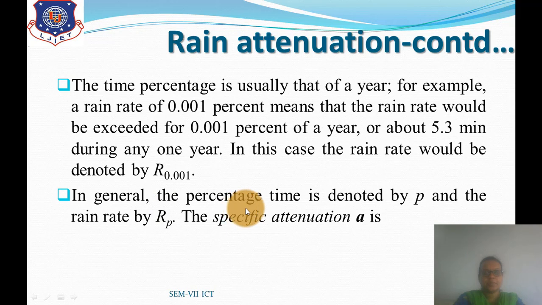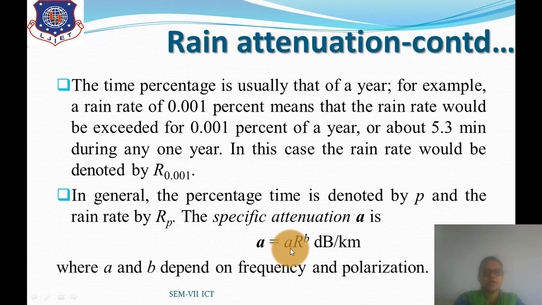In general, the percentage of time is denoted by P and the rain rate is denoted by R_P. So, the specific attenuation, denoted by alpha, is given by alpha equals A R raised to B, in dB per kilometer. R is nothing but the rain rate, which is R_P, and A and B depend on the frequency and polarization.